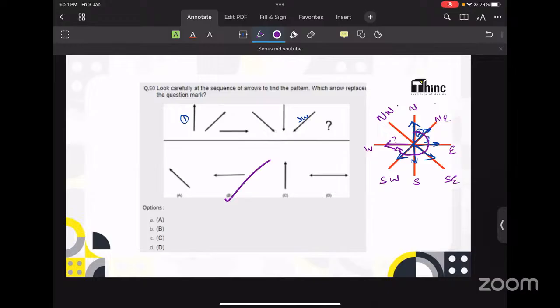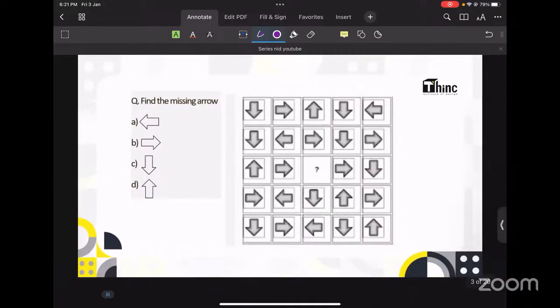The next one: just solve this and find the missing arrow. Now you can solve it and put it in the chat. I'm looking curiously for your responses.